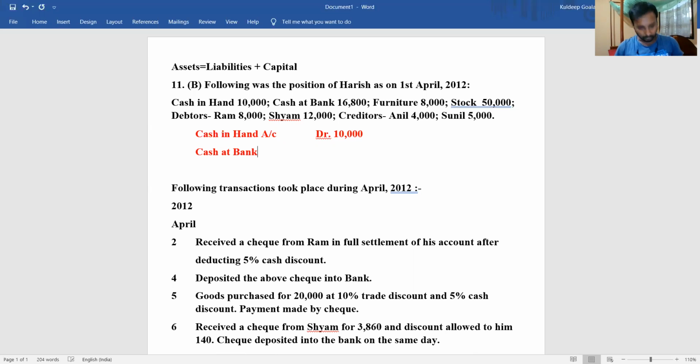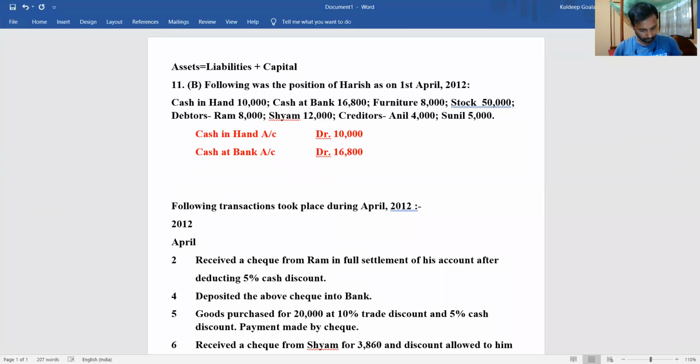Cash at bank account debit, 16,800, right? Then comes the next: furniture account, that also will be debit. Again, furniture account debit.